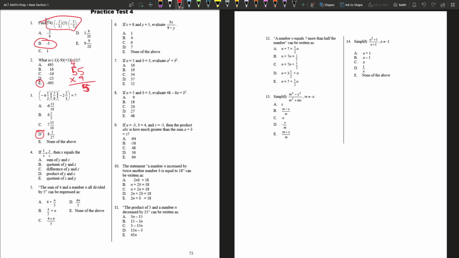So negative 4 and negative 1/2, times 5/9, times negative 2 and negative 2/3. So I got B when I got it. All right, and I want to show you this calculator and how I got it, but for whatever reason, it's not working. So give me a second on that while I figure it out. In the meantime, what do we get for number 4?